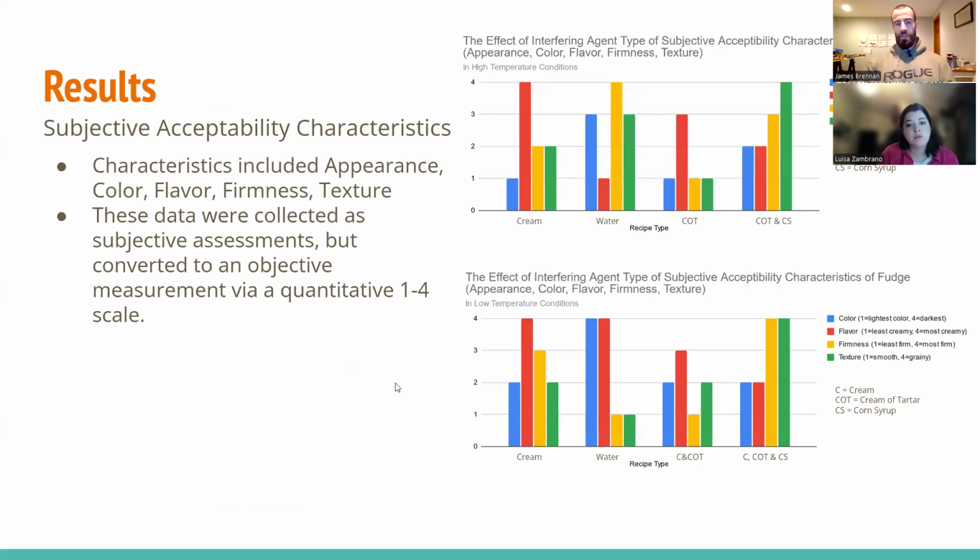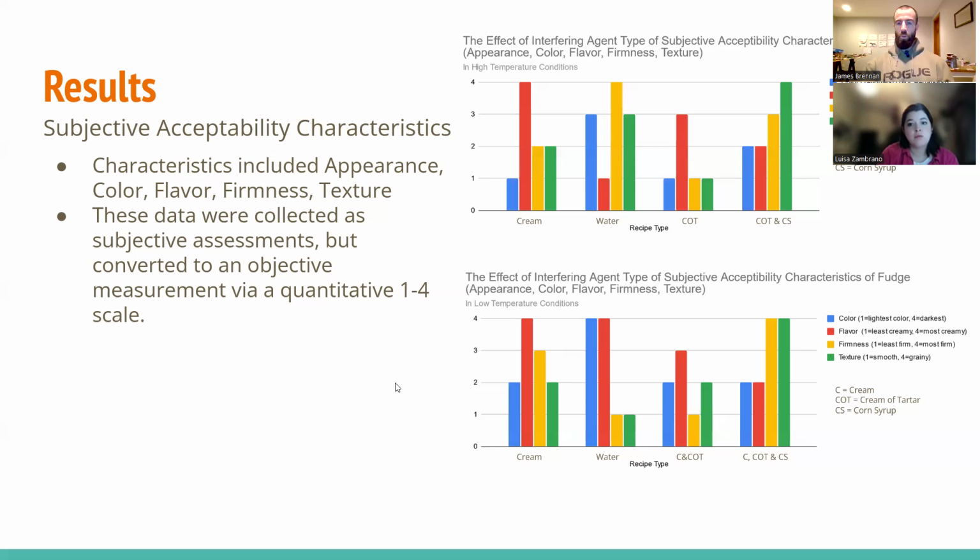So another set of data was subjective acceptability characteristics. These included things like color, flavor, firmness, texture, and also appearance. These were rated with actual words, actual descriptions. They were collected for us as subjective assessments, but we had to convert them to objective measurements. So we tried to create a scale from 1 to 4 that would allow us to scale the intensity or the texture or the amount of firmness, whether it was really soft to really firm.